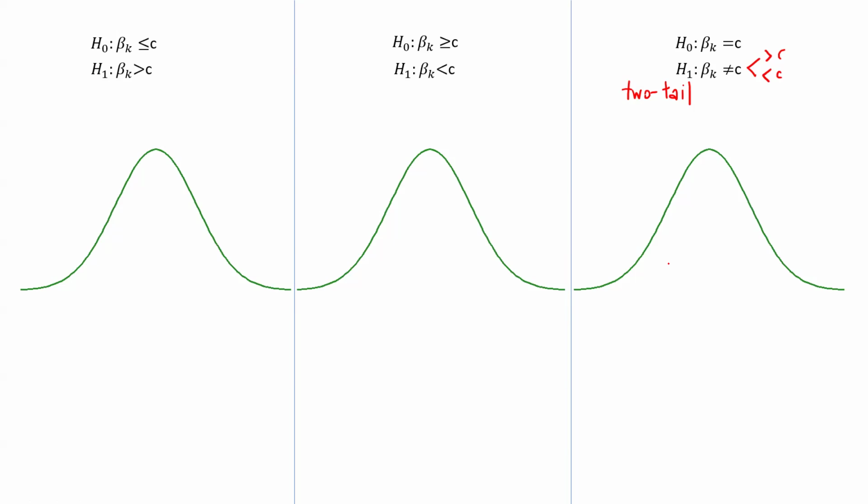So for two-tail, after we draw the normal distribution, you give a t-value on both sides, equal t and minus t. And then if your value is in the center, you conclude H naught. But if it's on the left or on the right, you conclude H1.